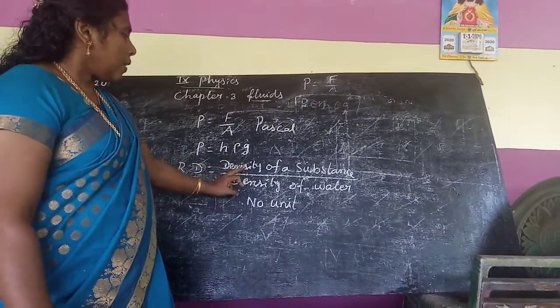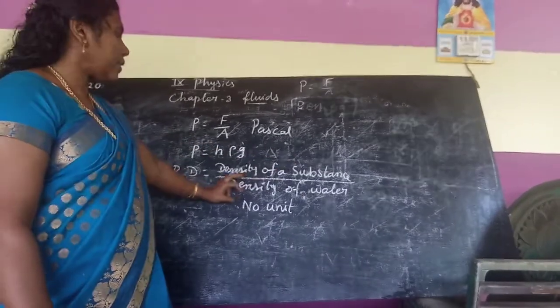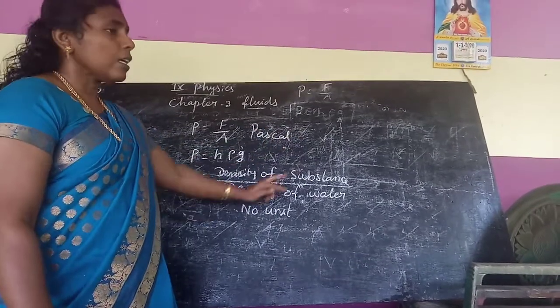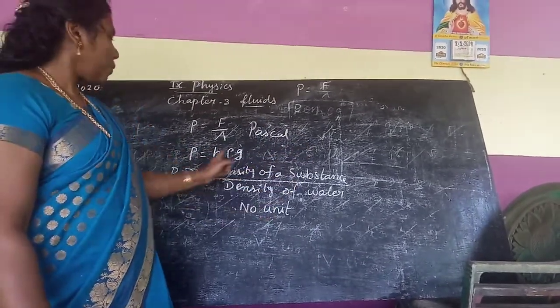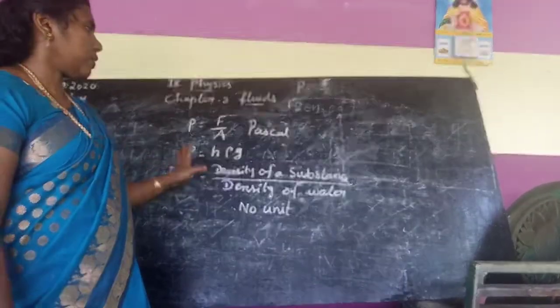So the density of a substance, which substance is given? Mercury is given. So density of a substance divided by density of water. Just divide and write the answer. No need to write the unit. Why no need to write the unit? Because relative density has no unit.